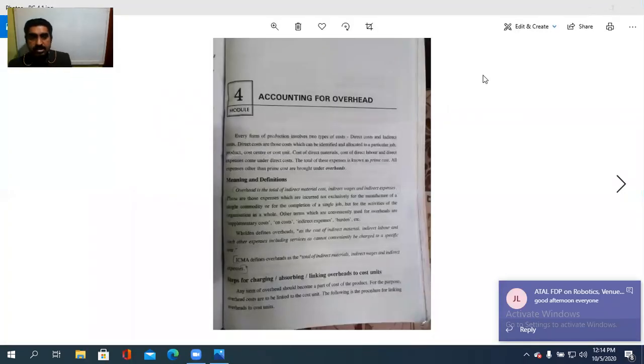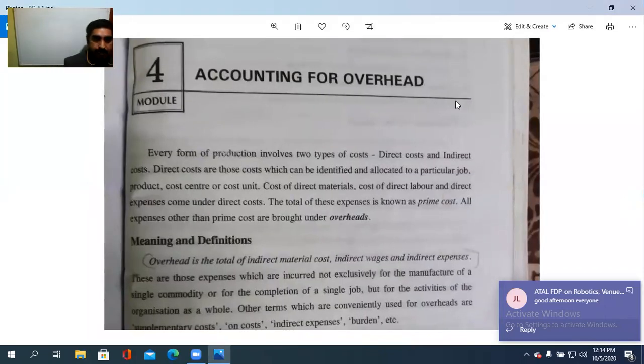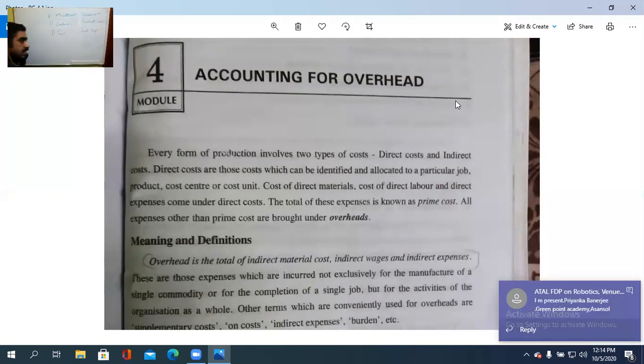So, what is an overhead or accounting for overhead? Every form of production involves two types of cost, that is the direct cost and indirect cost. Like direct material, indirect material, direct labor, indirect labor. Like the same, direct expenses, indirect expenses. This indirect part all constitutes overheads. So this is the one with regard to overheads.